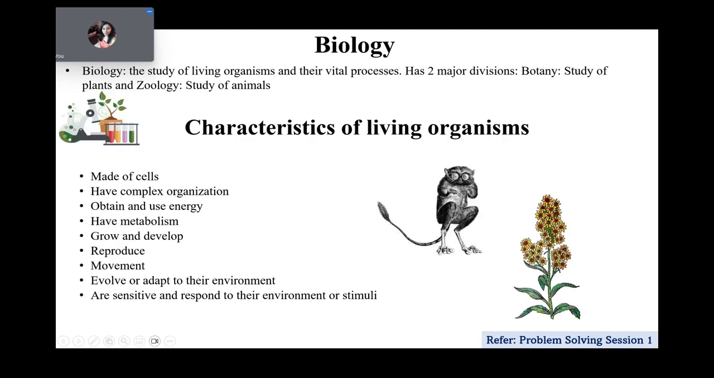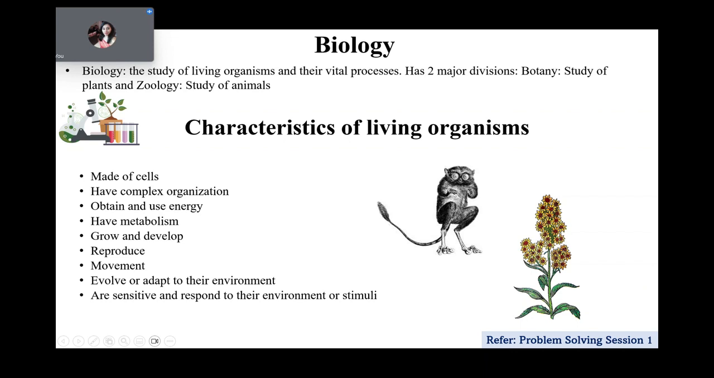So the first topic or the first thing that we are going to go over is the characteristics of living organism. So we had started by looking at what was biology, and we saw that biology is a study of living organism and their vital processes, and it's mainly divided into two parts, botany and zoology. It's not how it is now. You have multiple subdivisions of each of these major divisions as well. So botany refers to the study of plants, while zoology refers to the study of animals.